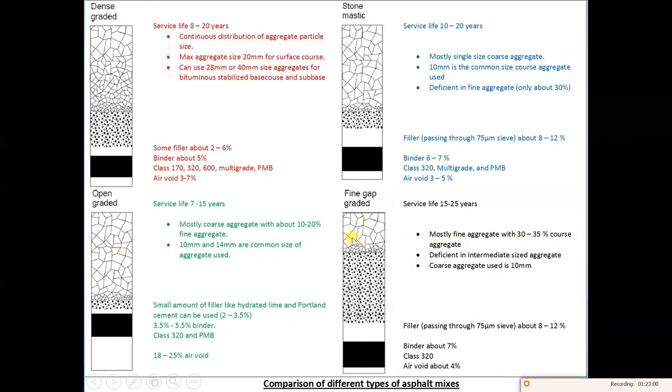So this one, the fine gap graded, is probably the worst performer for rut resistance. The road will be sinking along the wheel track of the vehicle.